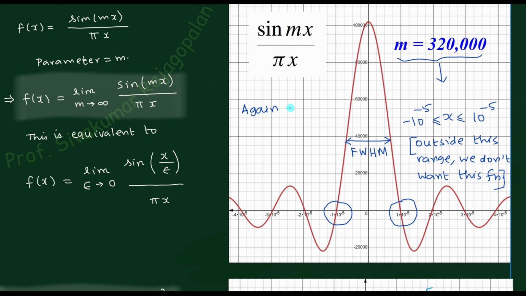Once this is clear, I would like to show once again another graph. So this is the point. Let me write down: only when m is approaching infinity will you have a sharper and sharper peak. 3.2 lakh is not infinity, isn't it? So you have a lot of scope for making this particular peak sharper and sharper. That's the point. Let me go to another plot.